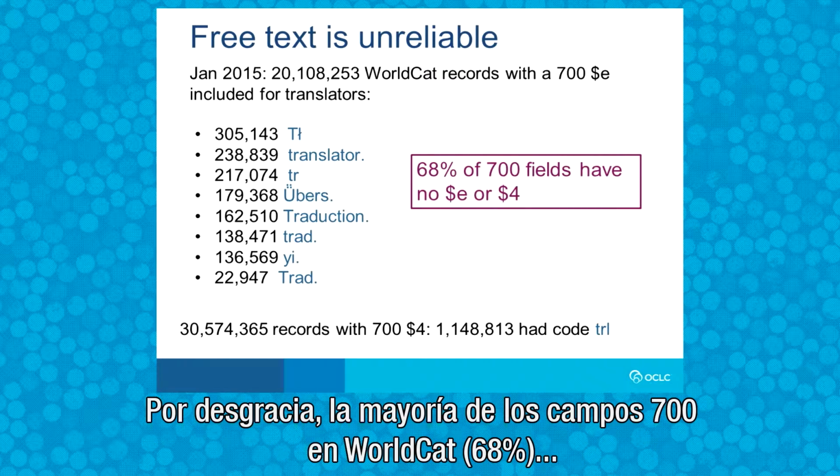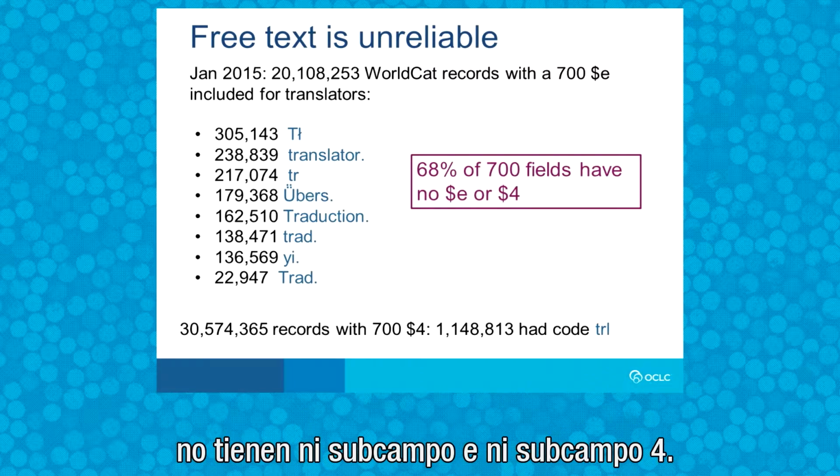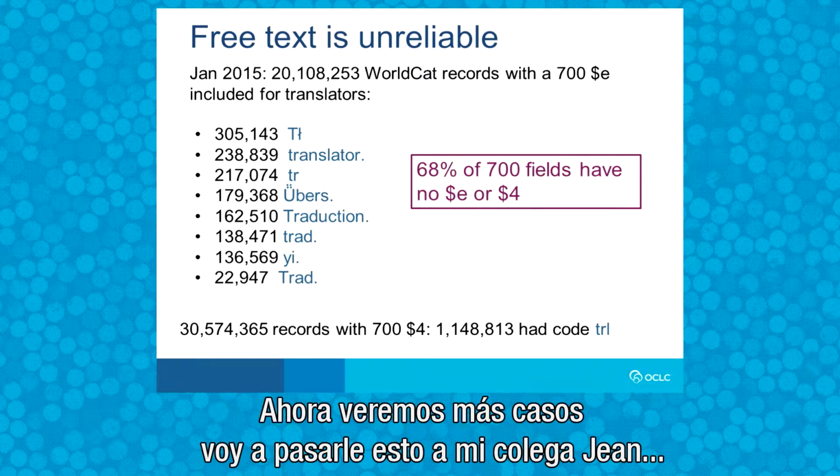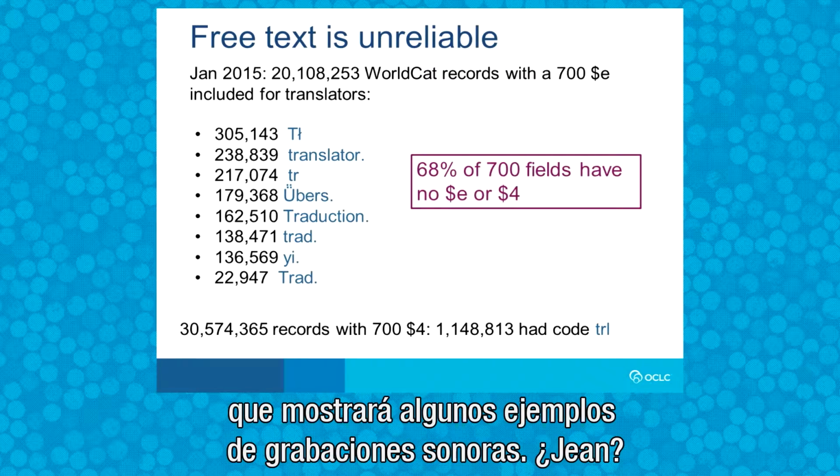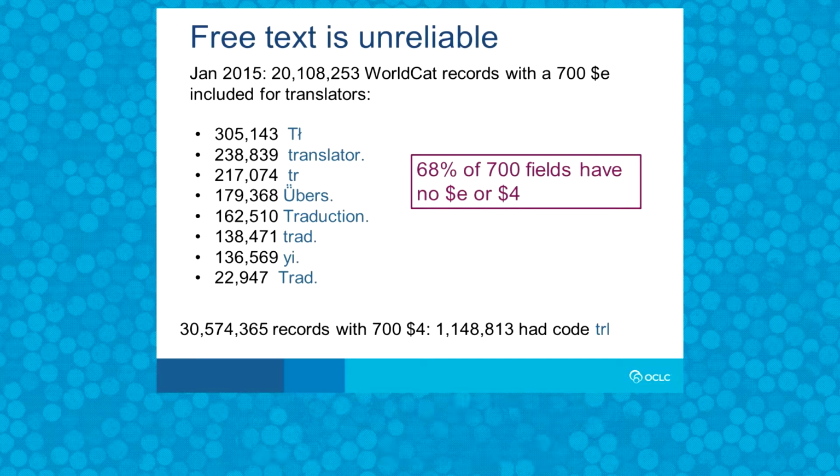Unfortunately, most of the 700 fields in WorldCat, 68%, have neither a subfield E nor a subfield 4. Now, for further examples, I'm going to turn this over to my colleague, Jean, starting with some examples with sound recordings. Jean?